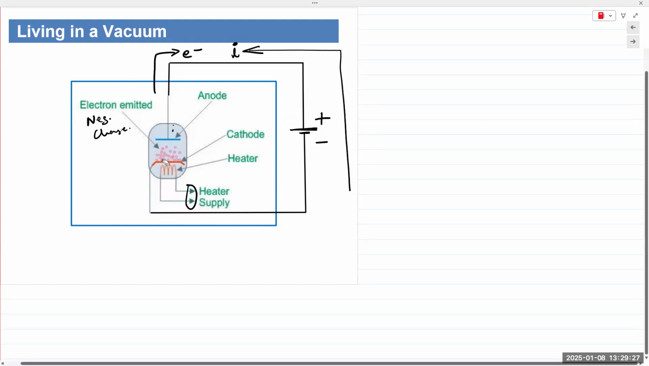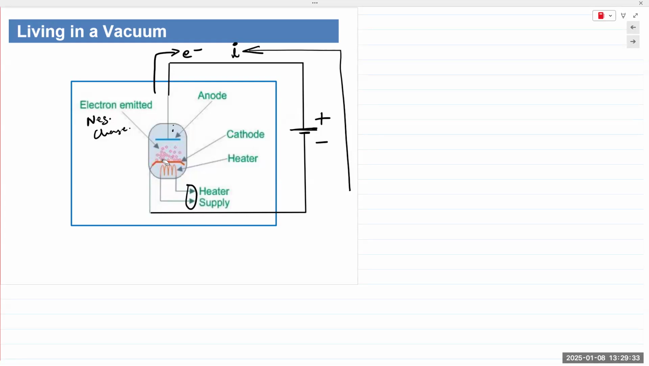So current flows through the circuit, and that, in a sense, is the operating principle of an electronic device like a vacuum tube. These were the earliest components of an electronic circuit. There were actually computers built using vacuum tubes that were as large as this room. The first computer was set up, I think, at the University of Pennsylvania. It was known as Electronic Numerical Integrator and Computer, ENIAC.